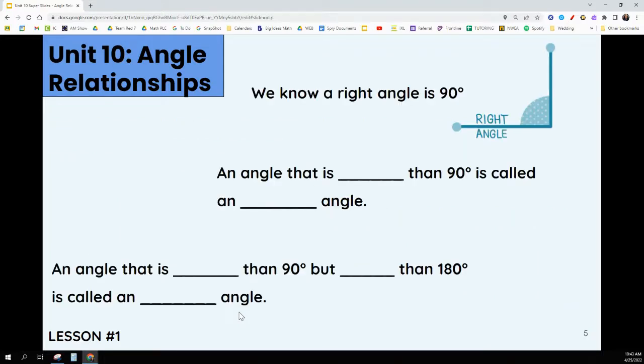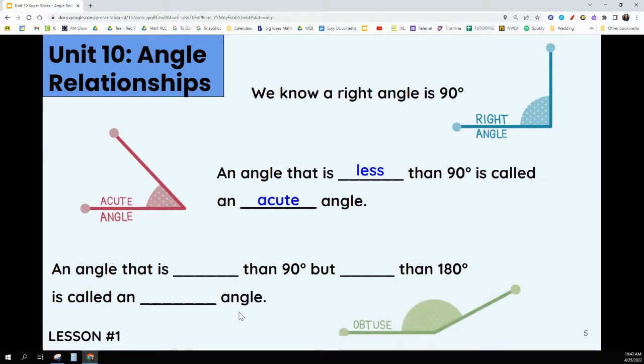We know a right angle is 90 degrees. An angle that is less than 90 degrees is called an acute angle. An angle that is more than 90 degrees, but less than 180 degrees is called an obtuse angle. So acute angles are less than 90, and obtuse angles are between 90 and 180 degrees.